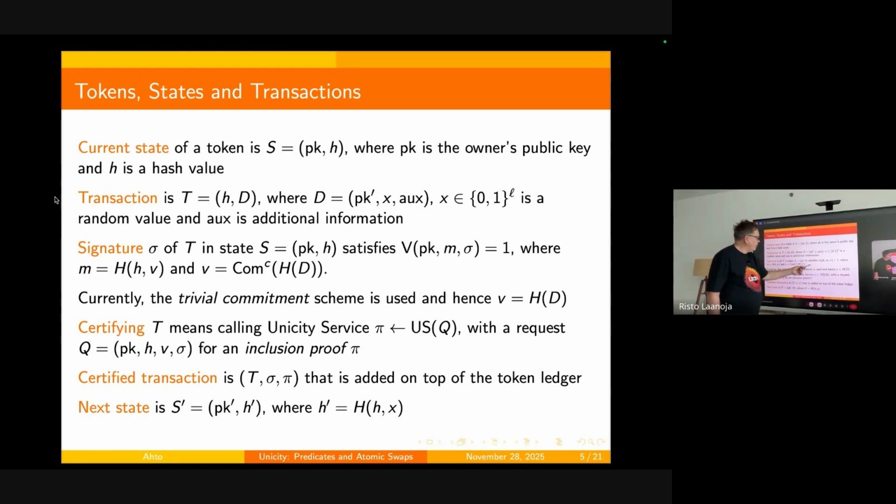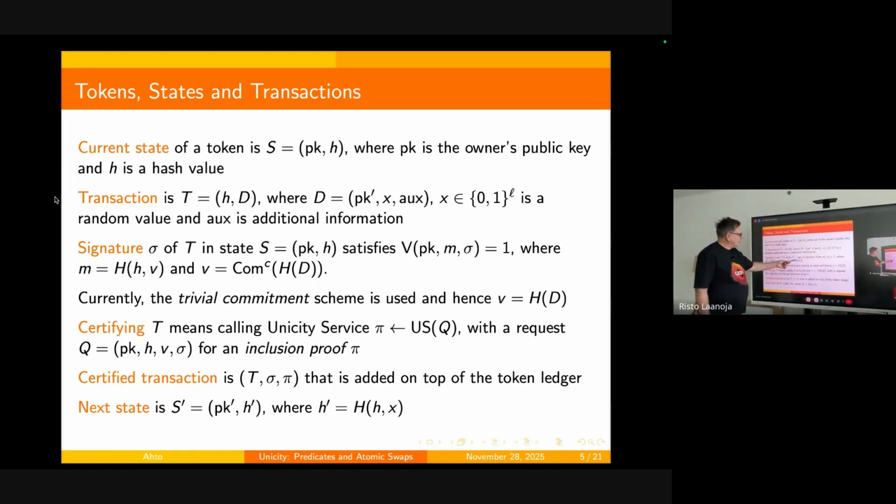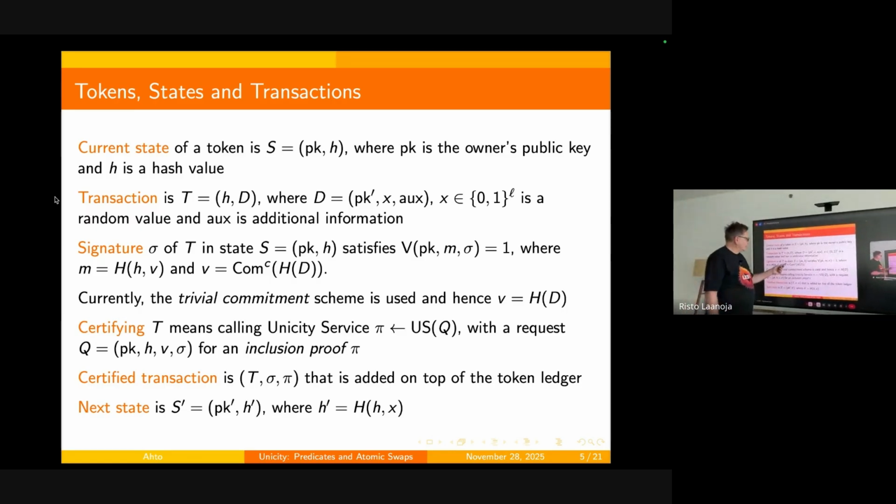The M is computed, the message hash is computed as the hash of this hash and the commitment of the hash of the data. Usually, at least how it's now implemented, we don't use the commitment at all, which means we can replace it with a trivial commitment scheme here. So actually, V is just the hash of the contents of the message, the data of the message.